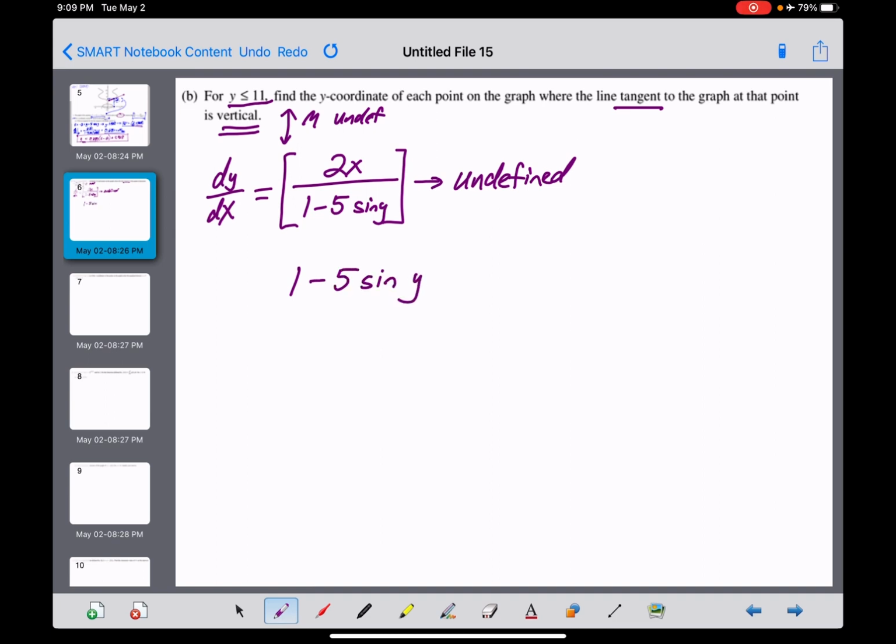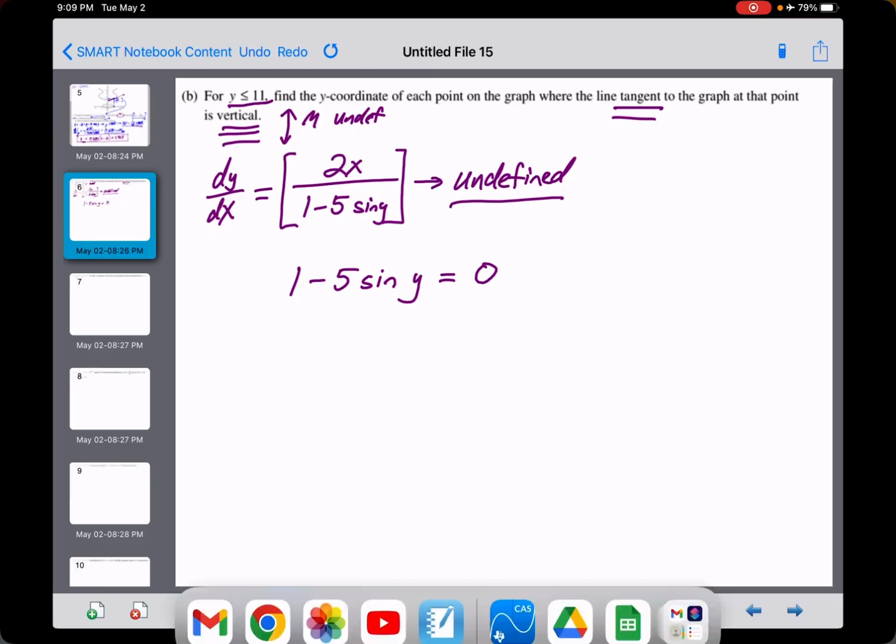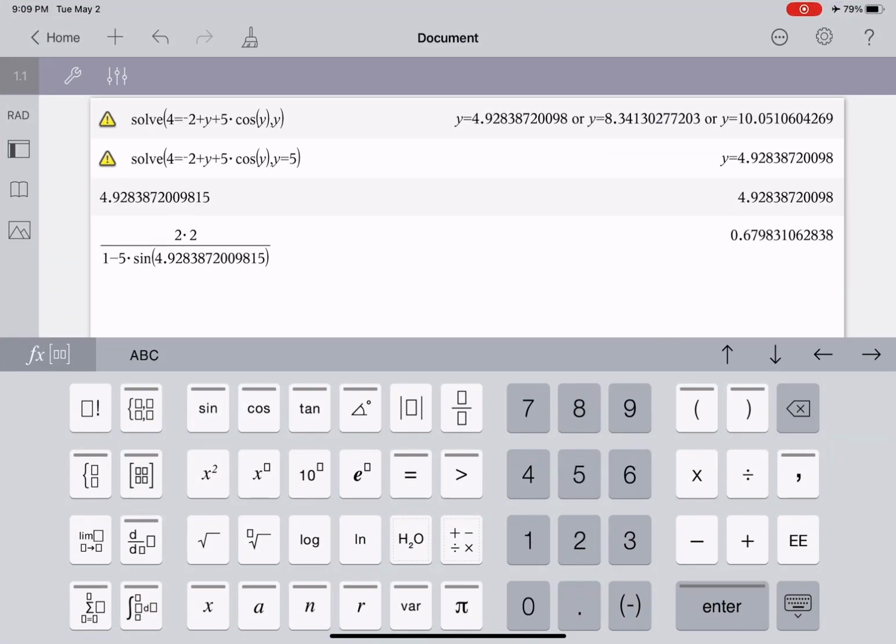So we're going to take 1 minus 5 sine y and set that denominator equal to 0. And we'll solve for y, and that'll tell us everywhere that our derivative would be undefined, which means our tangent line would be vertical. So what a decent number of you guys did is you said, all right, I'm going to go to the calculator to solve that as well.